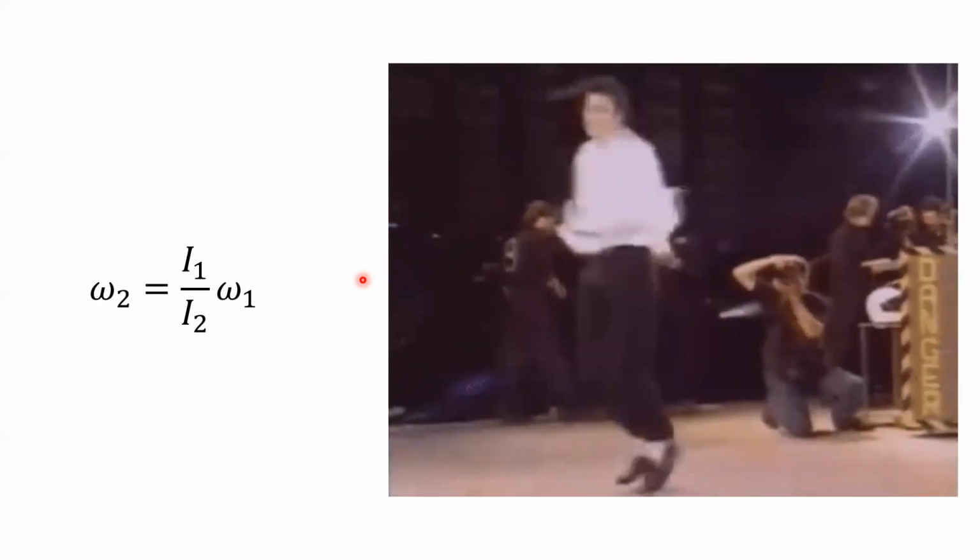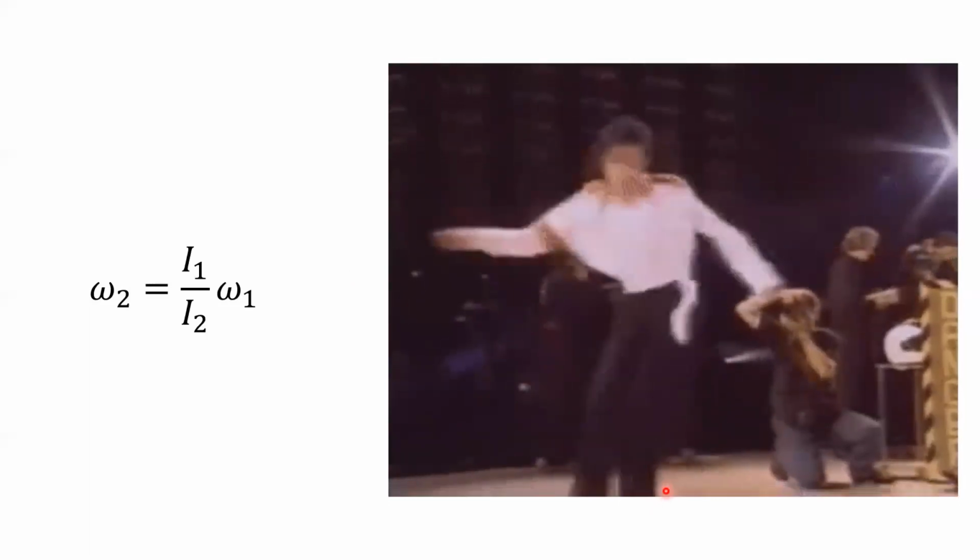Pull up any physics book or video, and often they'll show you an ice skater spinning and pulling his or her arms in and spinning faster. I prefer to show the king of pop here. So are there any outside torques on MJ's body here? Well, when he's standing up on the balls of his feet, there's some friction between his shoes and the floor.